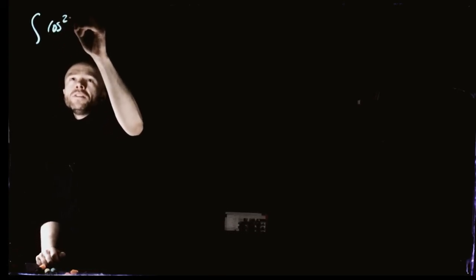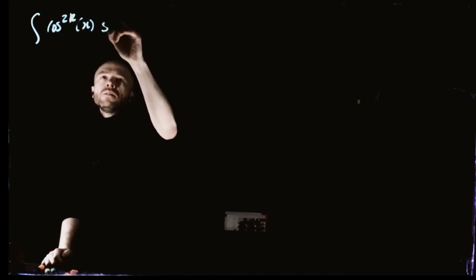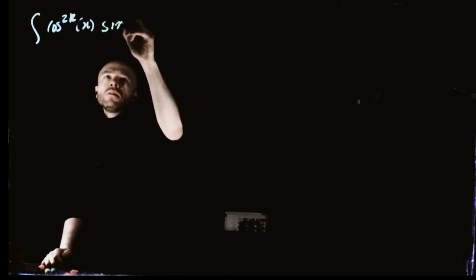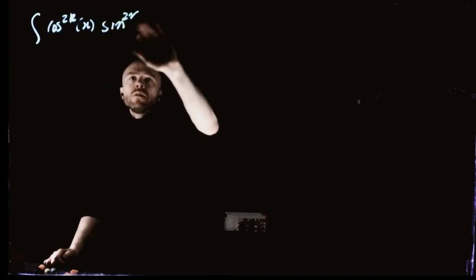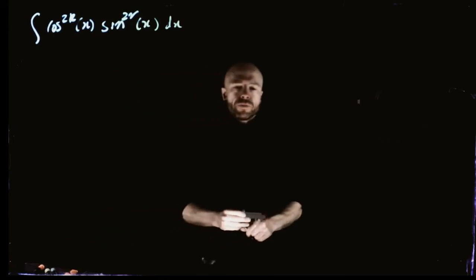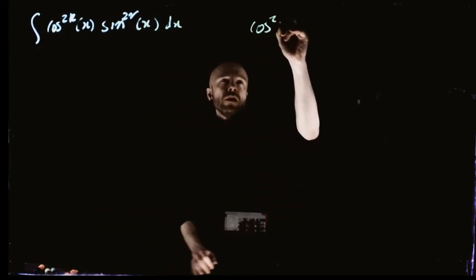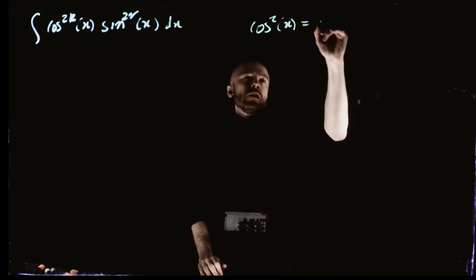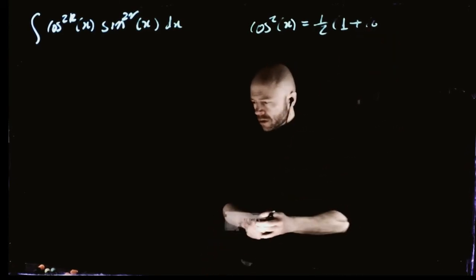So we're going to have the integral of cosine to say 2k of x, and then sine of say 2r of x. How did we handle this before? We had these identities, right? We had cosine squared of x is equal to 1 over 2, 1 plus cosine 2x.